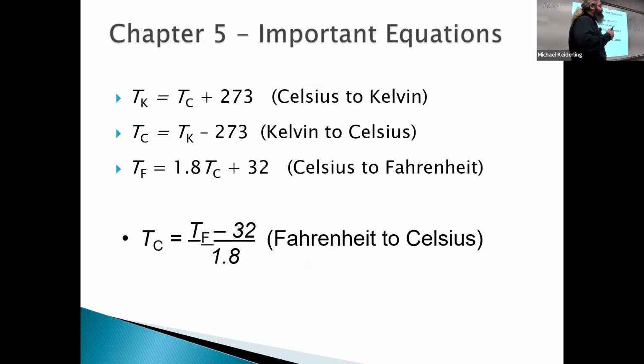So some important equations, the conversions between temperature. We go from Celsius to Kelvin, you add 273. We go from Kelvin to Celsius, you subtract 273. We go from Celsius to Fahrenheit, you multiply by 1.8 and add 32. We go from Fahrenheit to Celsius, you subtract 32 and then divide by 1.8.